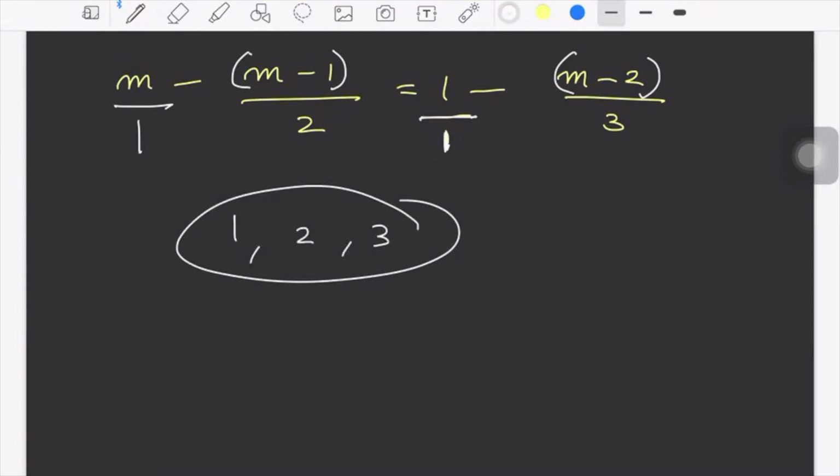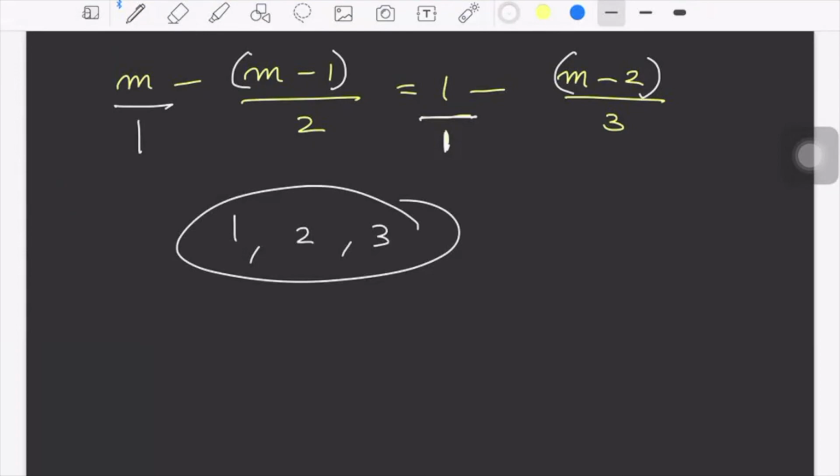What about others? Yeah. So one approach is multiply the entire expression with 6. Okay. That is one idea.